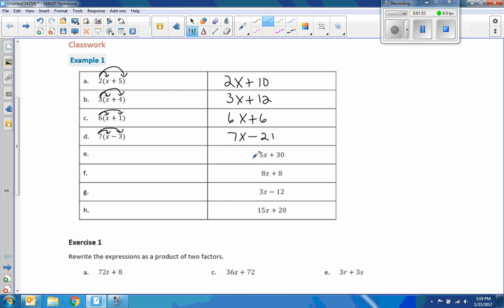Okay, now we're going to work backwards. And to go from standard form to a form where we know the width and the length, if you will, it's called factoring.